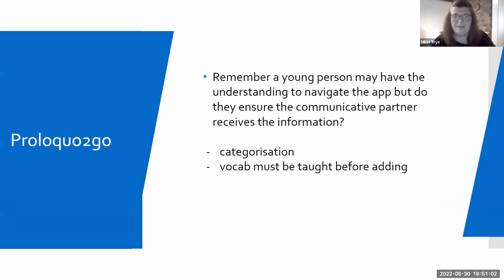Okay, right. We've talked about this a little while ago, but just remember that a young person might have the understanding to navigate the app, but we've got to make sure that they really understand about the communicative partner and everything. And just going over it again, with Proloquo2Go we need to teach categorization, and we then need to teach the vocabulary before adding it. So not only do we need to teach them what that individual symbol actually means, but we need to teach the young person where you would find it. So lots of cognition lessons to teach them to understand categorization and subcategorization is really important first.